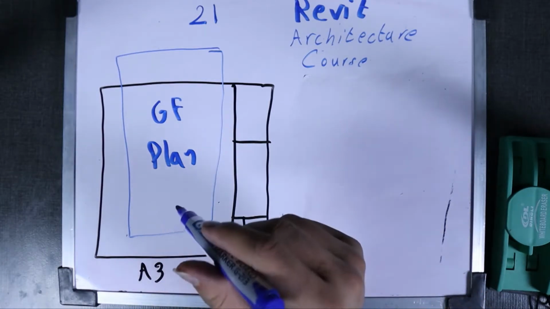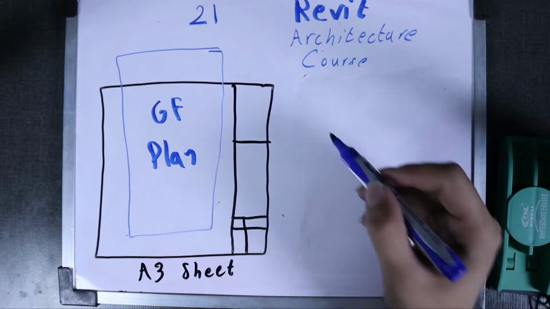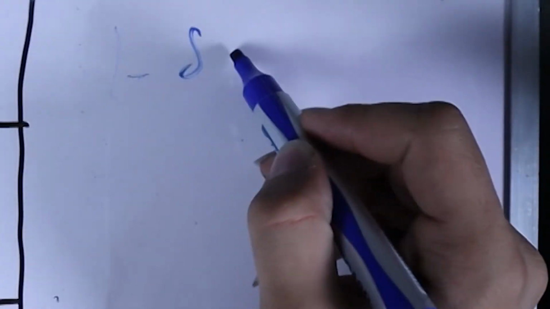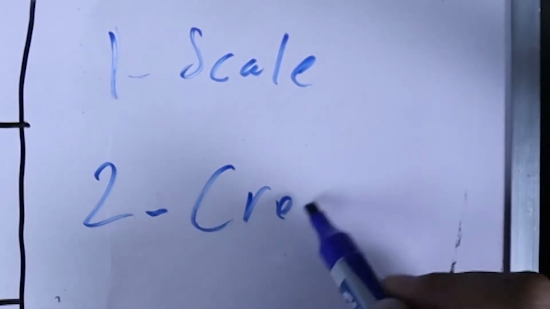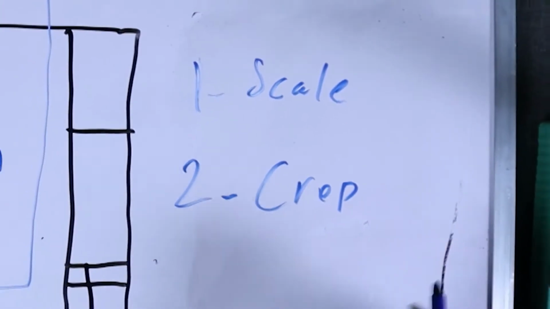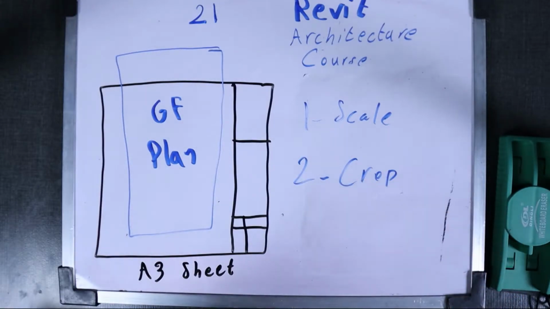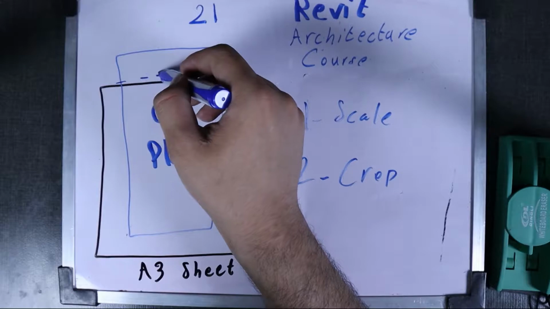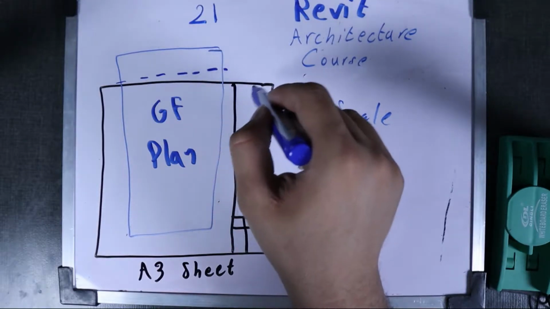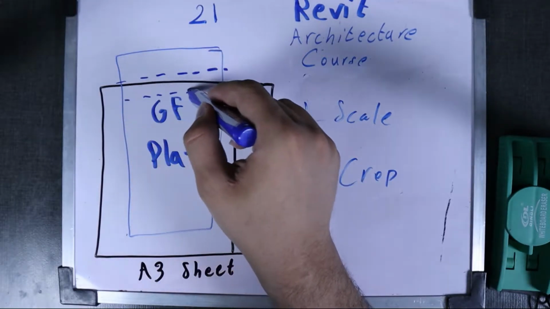You can see when we bring the ground floor plan into our sheet, it is bigger. You have two ways in here. We have scaling and also you have crop region. When you do scaling, it will scale the whole area, but with crop region, for example, you can cut some areas of your plan and bring other parts into your sheet.